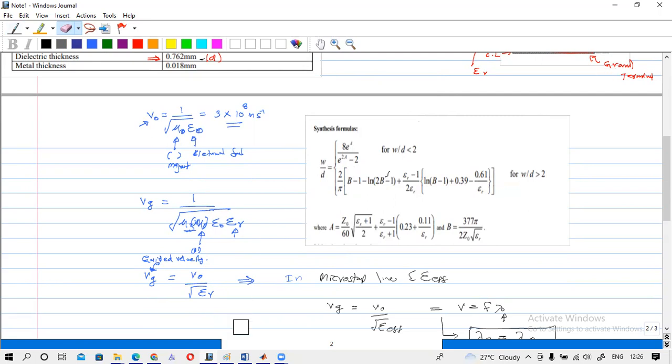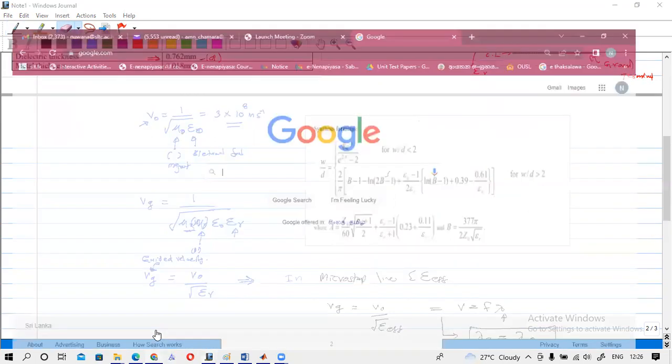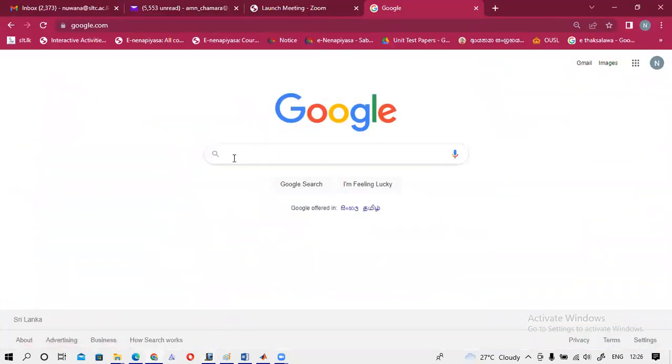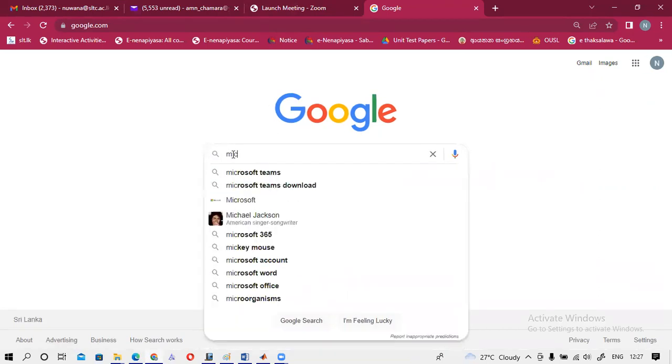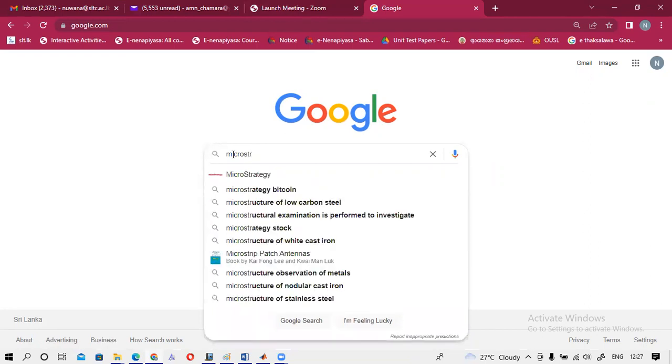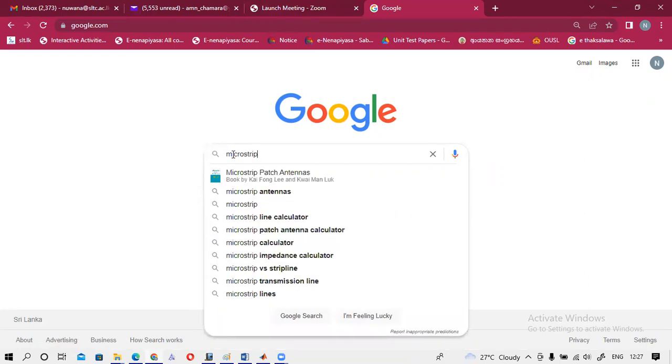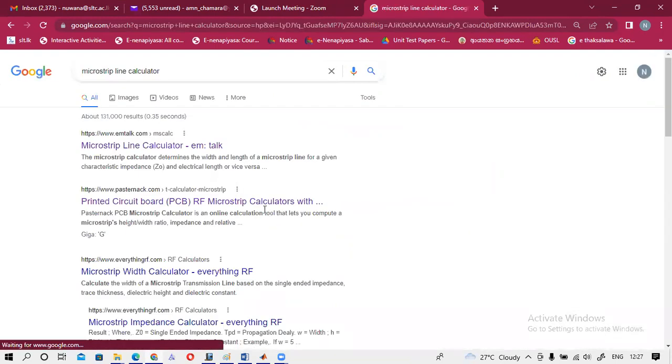But in the lab session, as I told you, there are many online tools to calculate this transmission line width. You can use this online calculator; just type microstrip. If you can get that Cadence TX line tool, that is very good. But if you find it somewhat difficult, you can use another microstrip line calculator. There are many calculators.